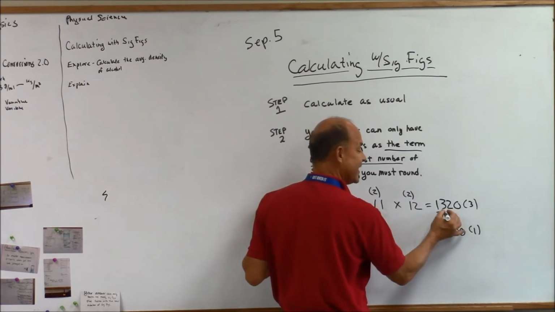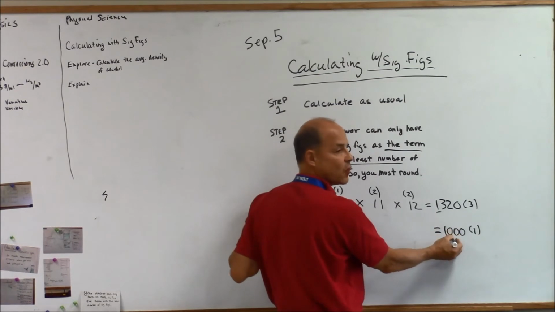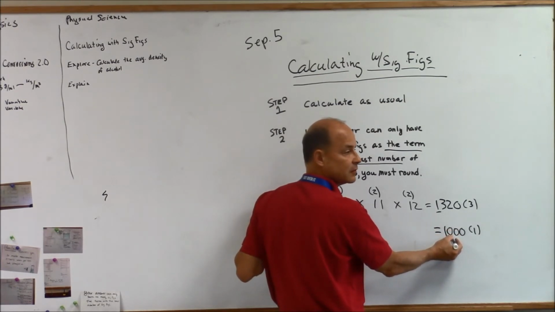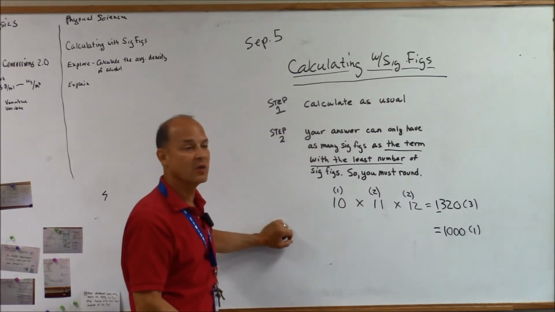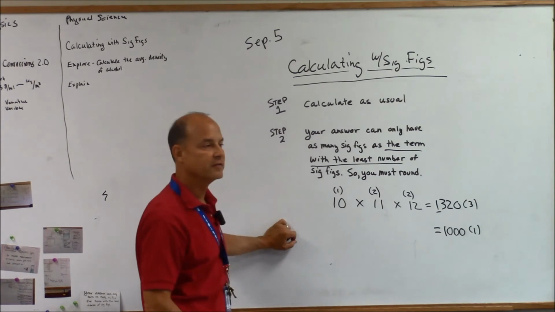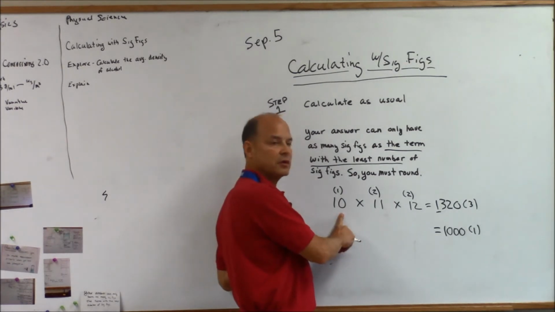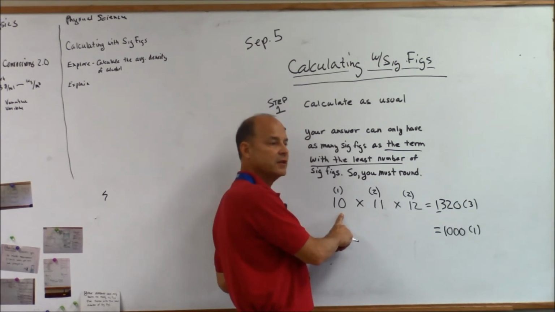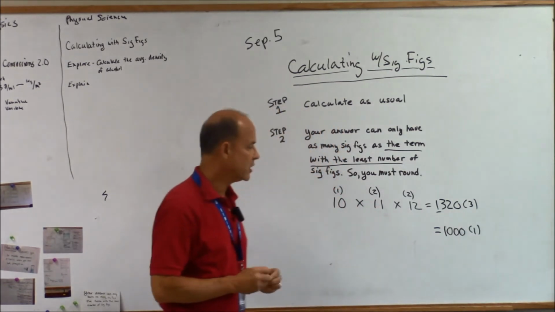So if I round this number to 1 sig fig, that number becomes 1,000. And some students will go, wait a minute, you just threw away all that good stuff. I had to, because this number was not very significant, and it affected the answer. Okay? Let's do another example.